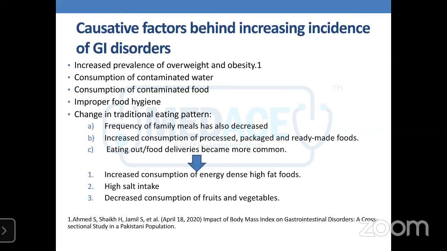And the most important factor is change in traditional eating pattern. I think this is something which has changed the picture very significantly in the last era. So, what are the changes which came in our eating pattern? The frequency of family meals has decreased, consumption of processed, prepared, and packaged food has increased, eating out and food deliveries became more common, and all of these factors lead to increased consumption of energy dense, high fat foods, foods which are high in salt, and also decreased consumption of fruits and vegetables, which is taking us towards more prevalence of diseases, specifically GI diseases.